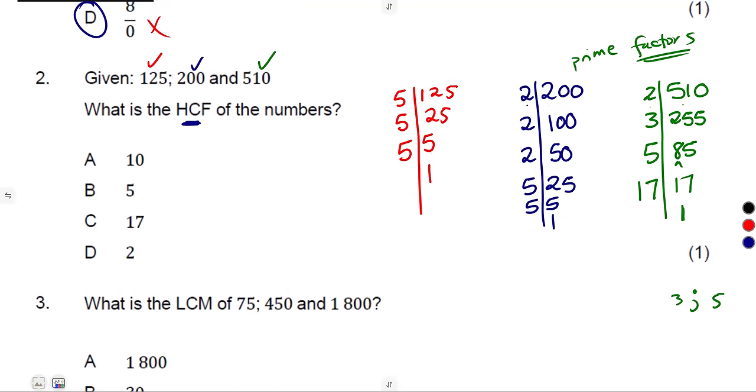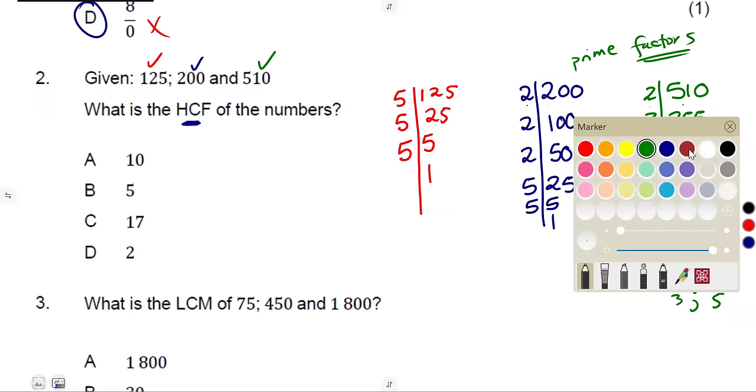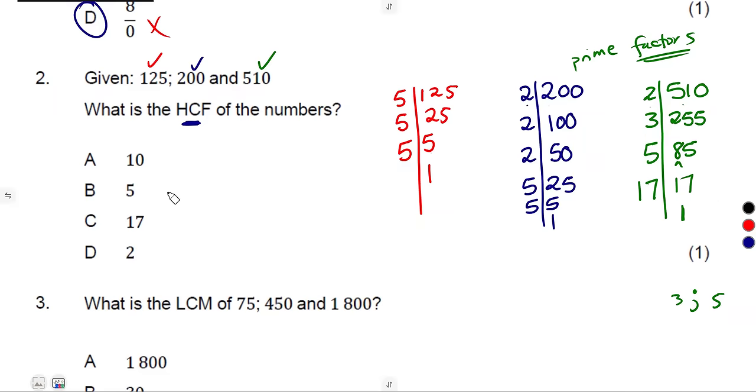The HCF is a number that is common throughout. By just looking into these numbers, we can see that 2 is not common. We do not have 2 here. So 2 is totally out. We do not have 2 in these numbers. There is only 5, 5, 5 here. So we're just going to look into 5. We have a 5 here. We have a 5 here. We have a 5 here. So that is our highest common factor. We do not have any other 5.